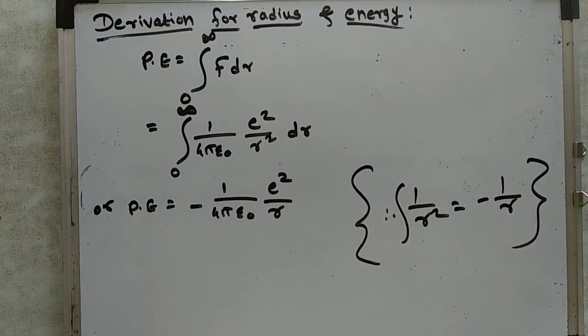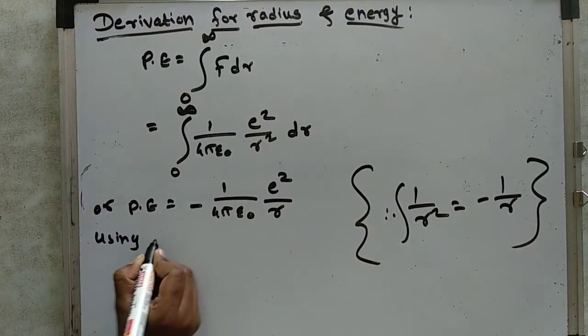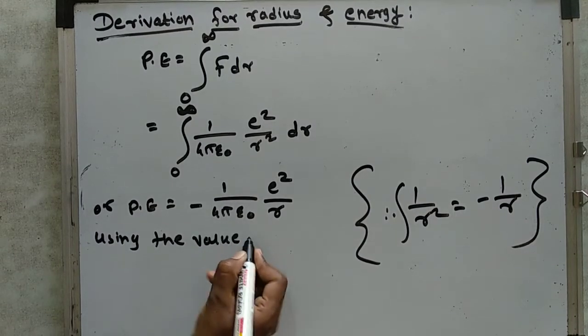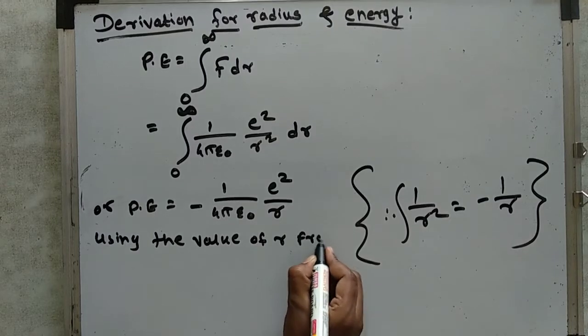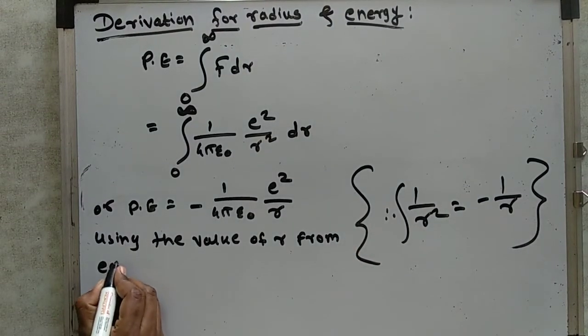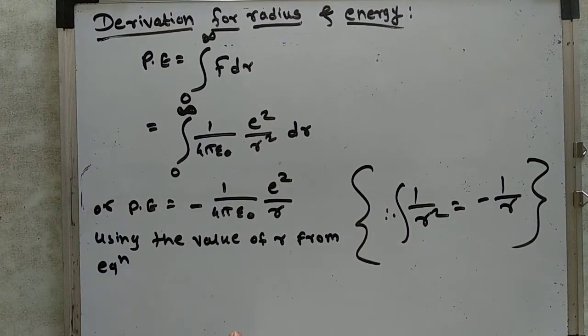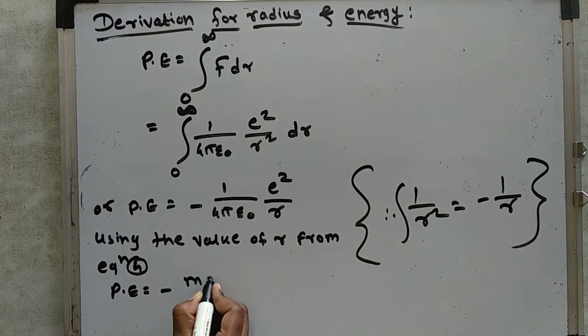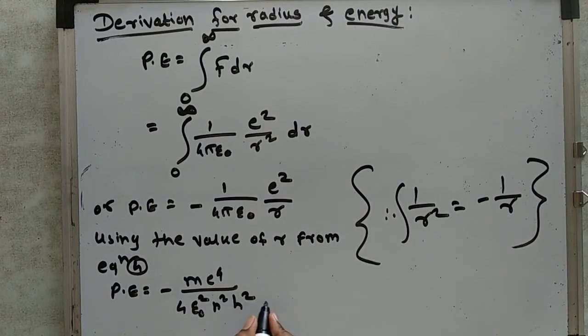Then using the value of r from equation 4th, we get potential energy is equal to minus m e to the power 4 upon 4 epsilon naught square n square h square. Equation number 7.